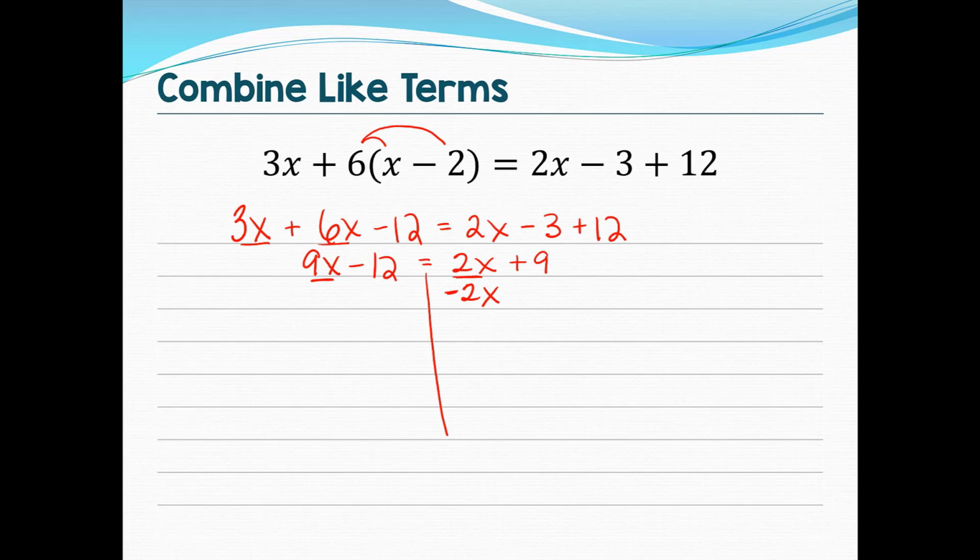So I'm going to keep track of this as my equals. If I do something to one side, I have to do it to the other. So 9 minus 2 is 7. 2 minus 2 is 0. And that leaves a 9.